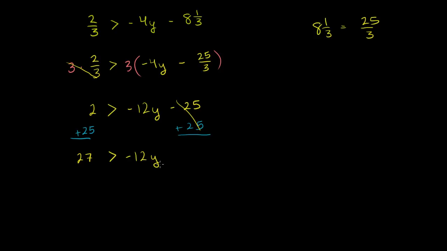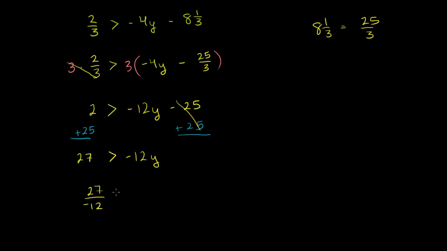Now, to isolate the y, you can either multiply both sides by negative 1/12, or you could say, let's just divide both sides by negative 12. Now, because I'm multiplying or dividing by a negative number here, I'm going to need to swap the inequality. So let me write this. If I divide both sides by negative 12, then it becomes 27 over negative 12 is less than, I'm swapping the inequality.